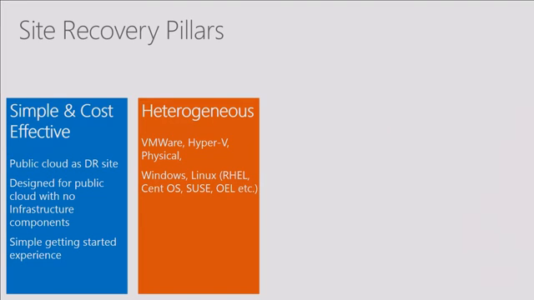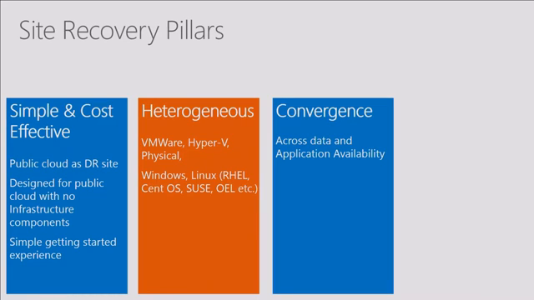The second principle we started with was that we need to be heterogeneous. I talked about it in the last slide, but the point again was, if I have to democratize DR, I need to cater to all your requirements. I can't be doing a piecemeal part of it. Third, it's about convergence.